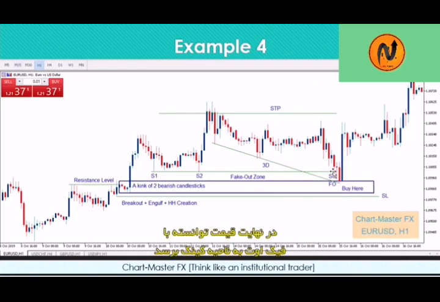And finally the price was able to make a fake out, going to the king zone, and you can place a trade there. And if you check on this one as well, we had a 3 drive, guys. The market made a 3 drive.